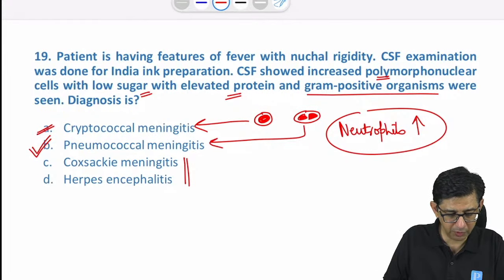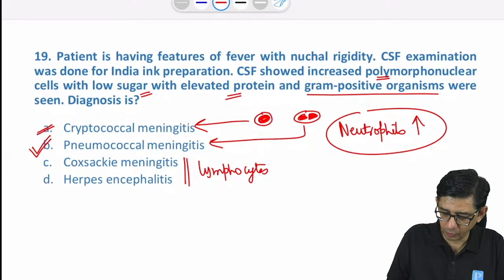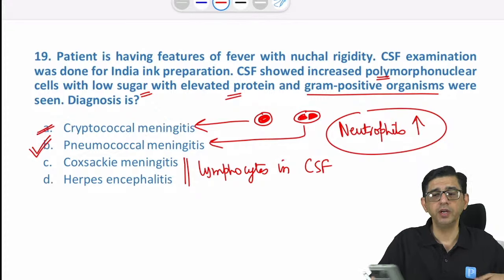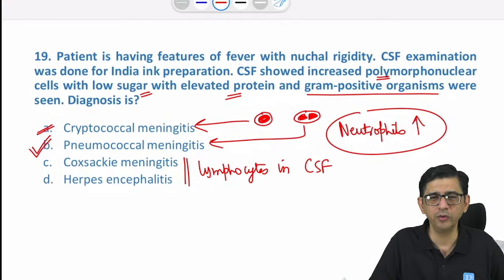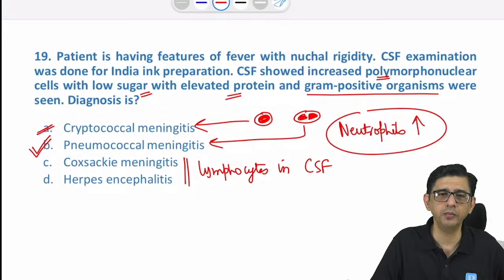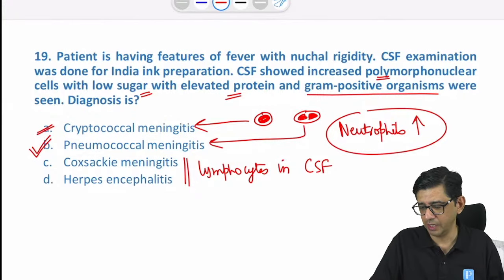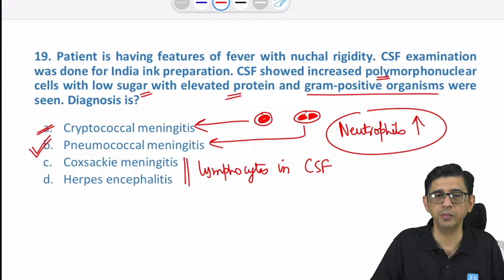The remaining two options will be having lymphocytes in the CSF. So we are sorted with this question. You just have to pick up the keywords in the questions. The diagnosis is not made on the basis of the stain, but on the basis of the CSF presentation.